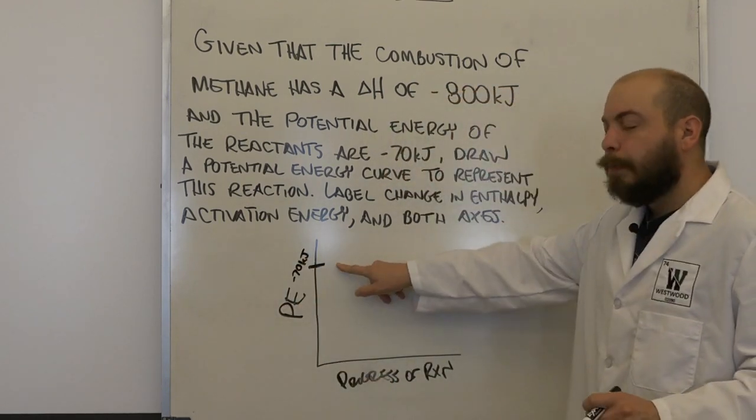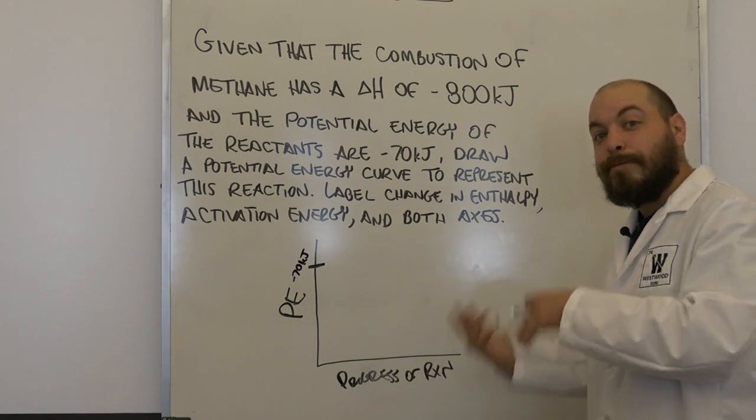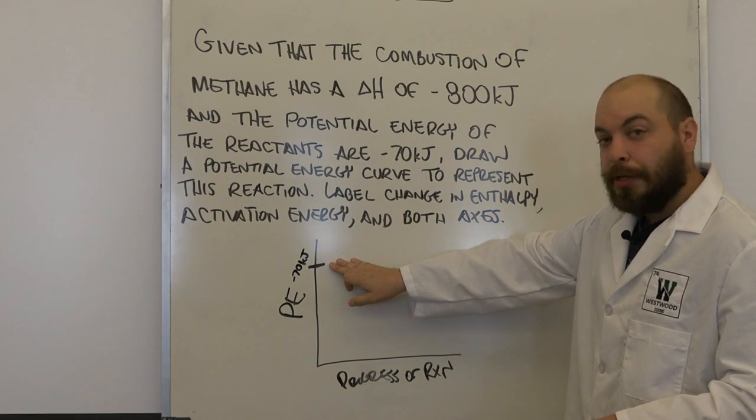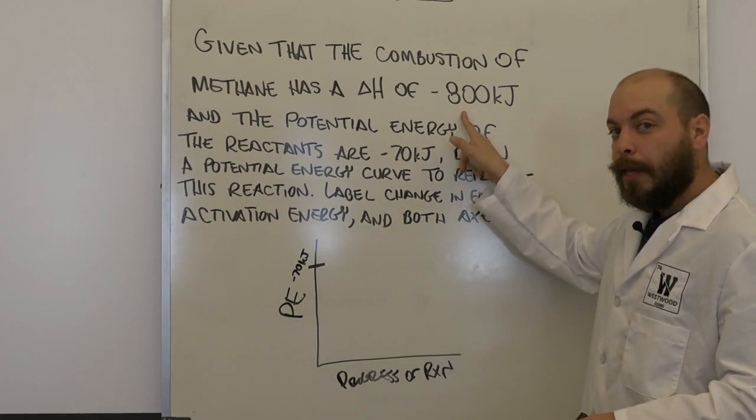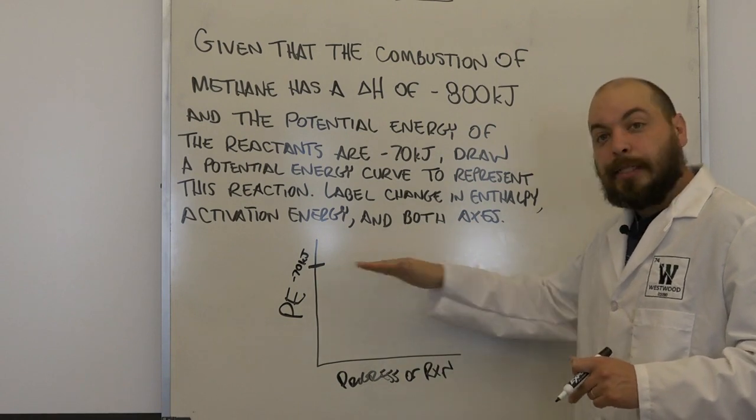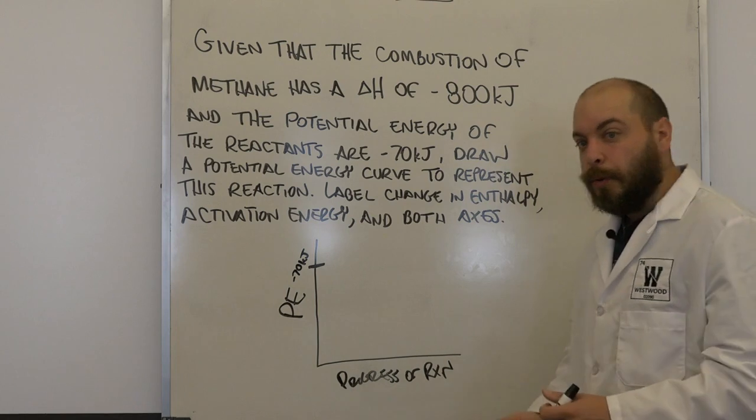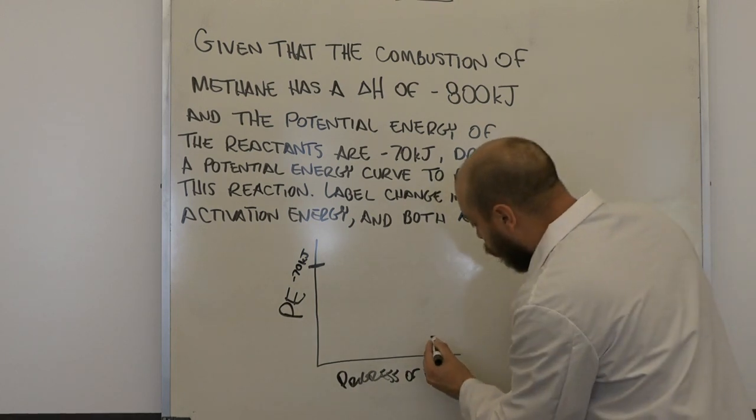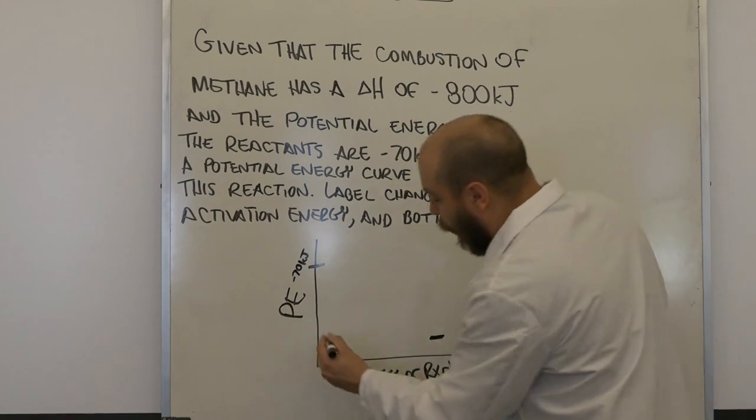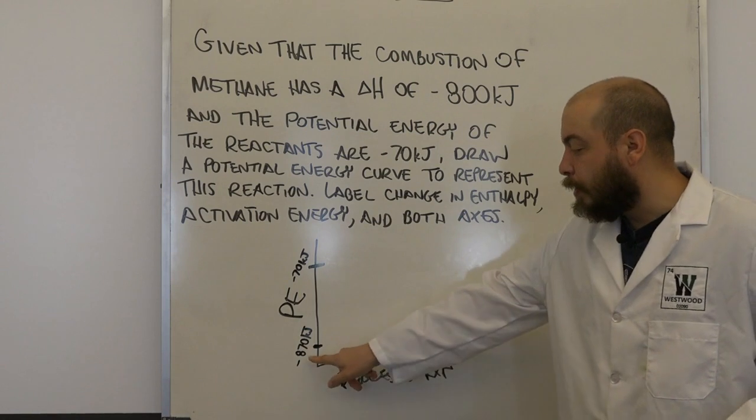So if that's going to be the potential energy of my reactants, I'm then going to have to figure out where do I finish. Well, if that's the potential energy of my reactants, and I know my delta H is negative 800, then the difference between reactants and products is negative 800. I have to go down by 800, which means overall, my products are going to finish down here. And I'm going to go ahead and label that. It's going to be at negative 870 kilojoules.